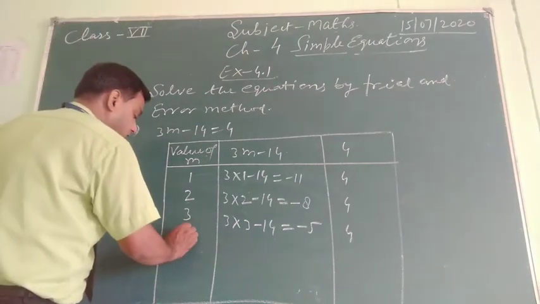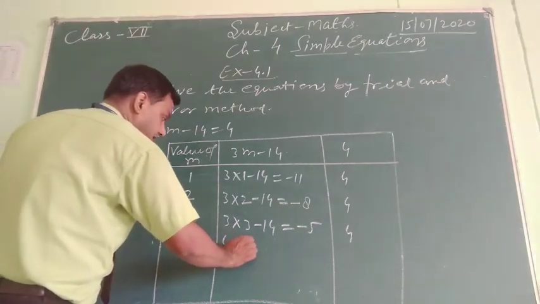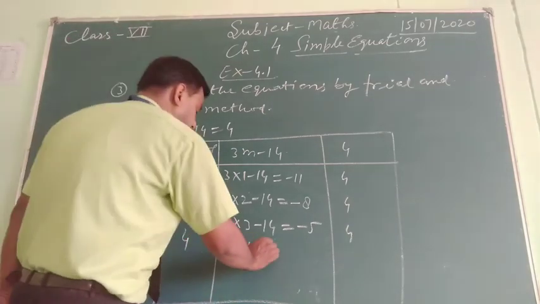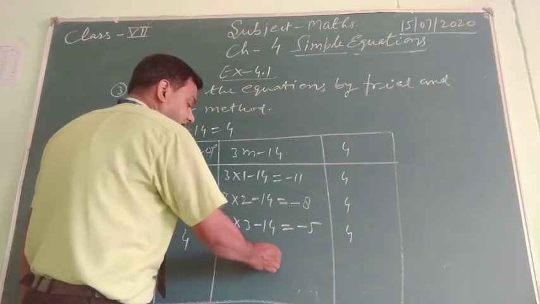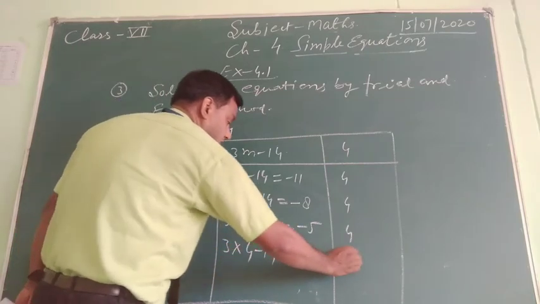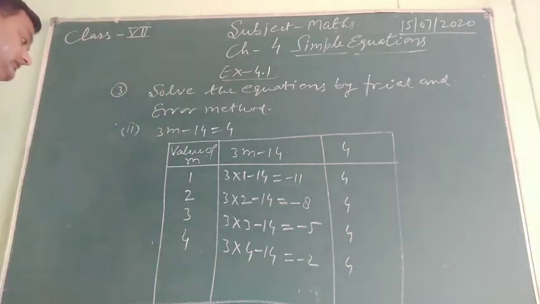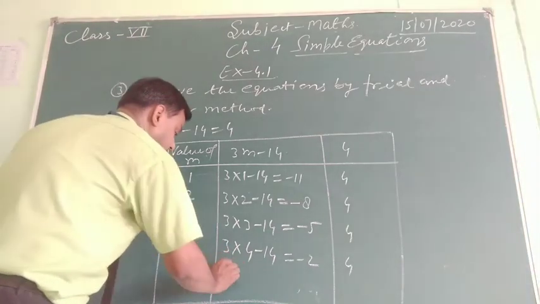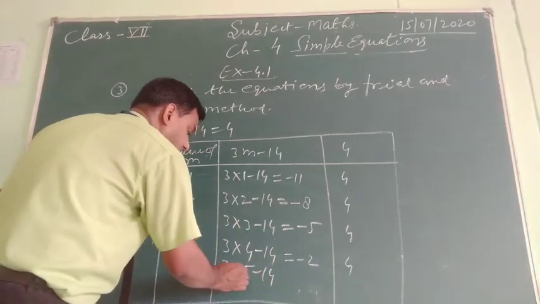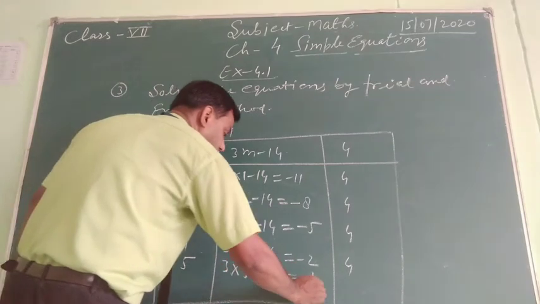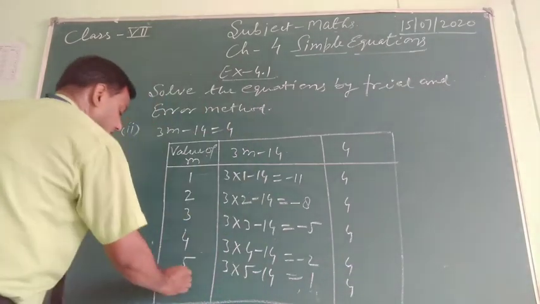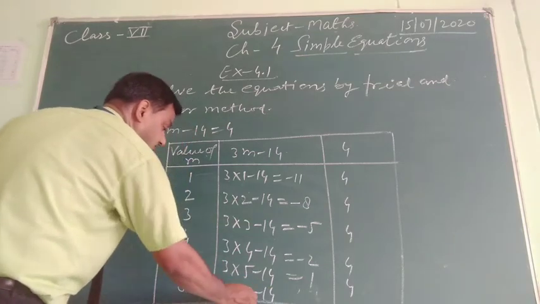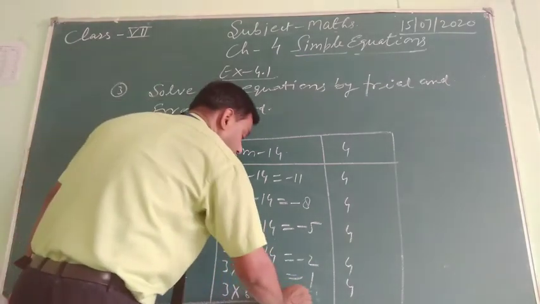Now put the value of 4. 3 multiply 4 minus 14. 3 fours are 12, 12 minus 14 equal to minus 2. But RHS is 4. Now put the value of 5. 3 multiply 5 minus 14. 3 fives are 15, 15 minus 14 equal to 1. But RHS is 4. Now we will put the value of 6. 3 multiply 6 minus 14. 3 sixes are 18, 18 minus 14 equal to 4.